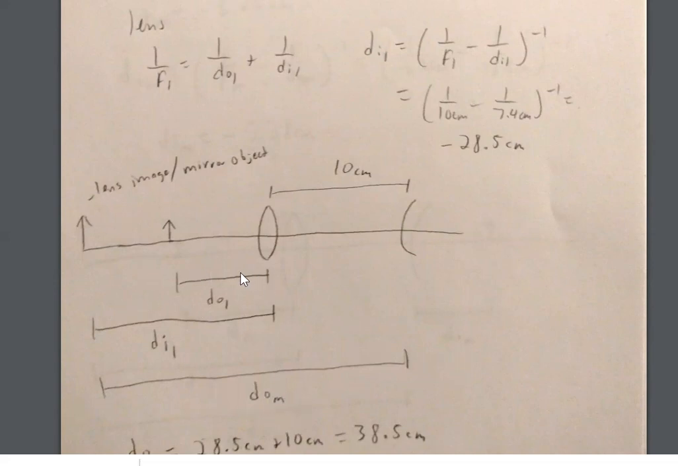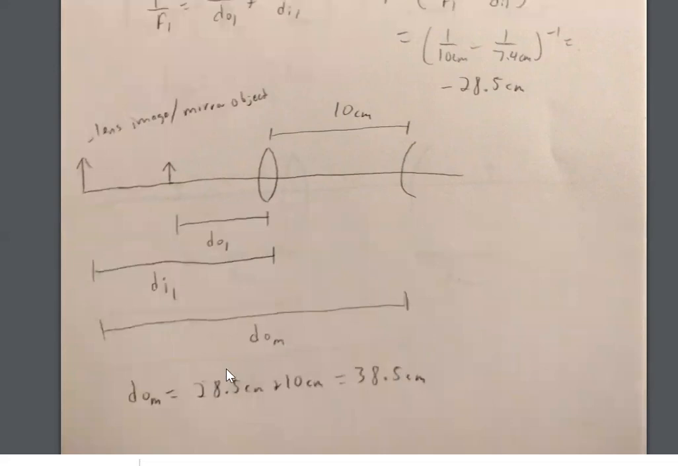Now, we don't know that distance, but we know the distance from the image to the lens and the distance from the lens to the mirror. So we can just add those together to find our object distance. And it should be positive because it's in front of the mirror. If instead we had an image behind the mirror, then we would have a negative object distance for the mirror.